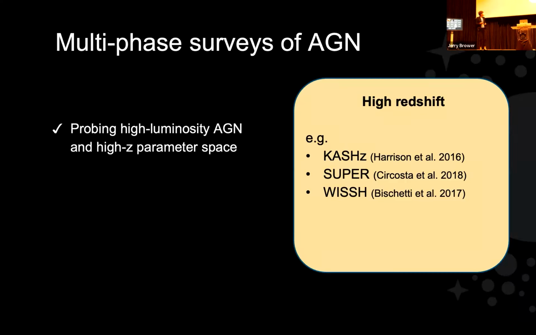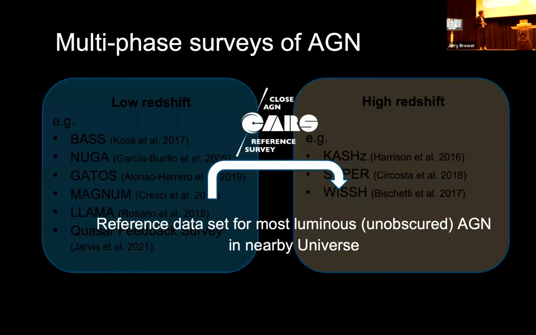However, of course, at higher redshift, the spatial resolution is somewhat more limited to really look into the physics in more detail. So CARS has been attempting to some extent to bridge this gap by looking into some of the most luminous unobscured AGN in the nearby universe.